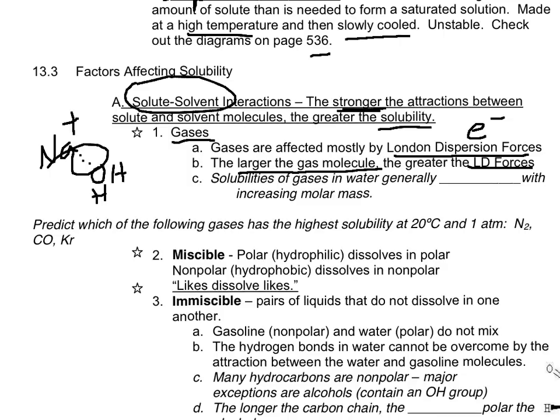And so, as the molar mass of your gas goes up, solubility is generally going to increase. Generally. Not always, but generally. So if we look at this question here, between N2, CO, and Kr, which one's going to have the highest solubility? Well, it's the one that's going to have the largest molar mass, which is going to be krypton. Don't forget to multiply this times 2. This is 2 times 14. That's going to be 28. And then the rest of them you can just look on the periodic table and figure out.